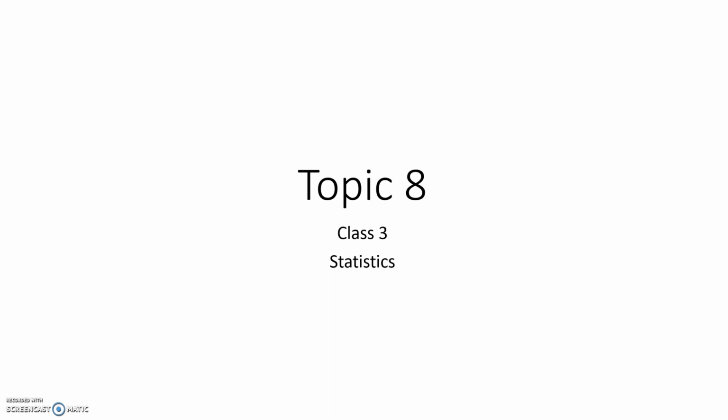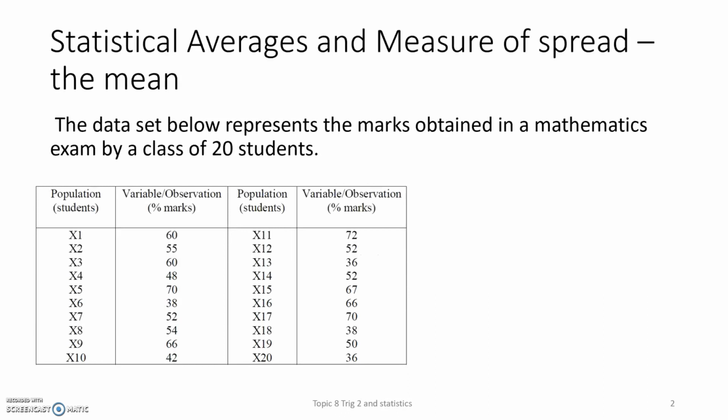Okay, we're looking at statistics and let's get straight into it. We've got a data set here of marks obtained by students in a particular class. And a question that you might ask about this data is, what's a typical mark for a student in this class? Or in other words, what mark represents in some way the complete set of marks? So often we'd loosely say, what is the average mark of the class?